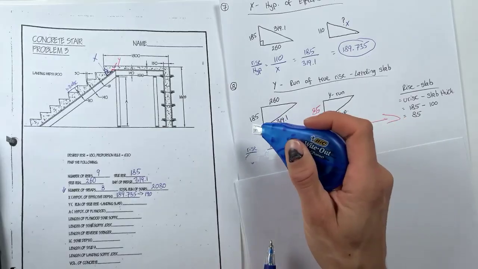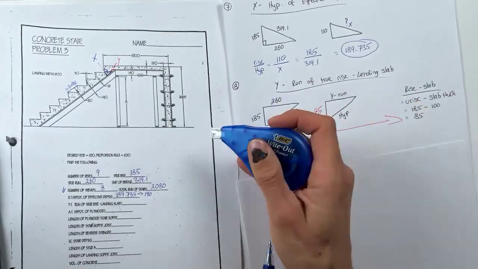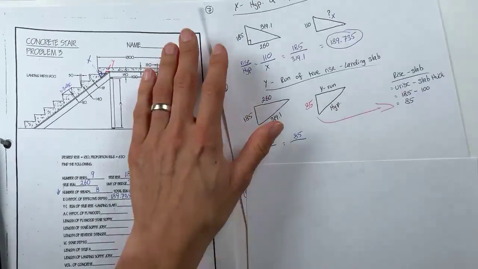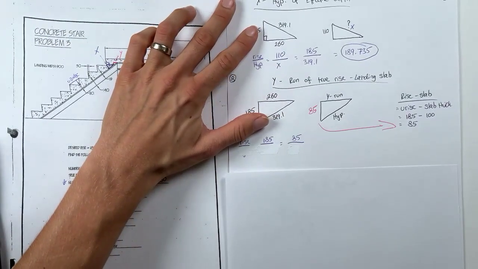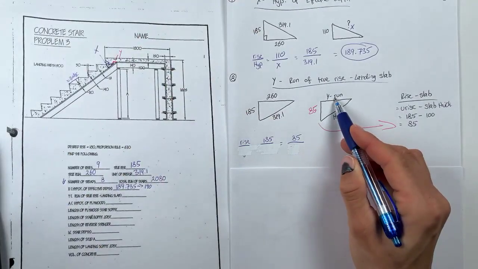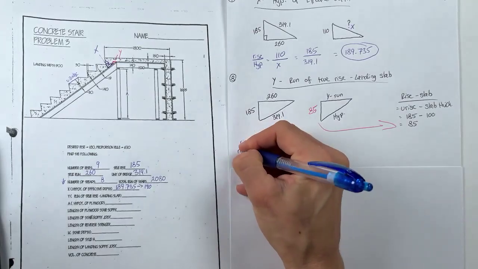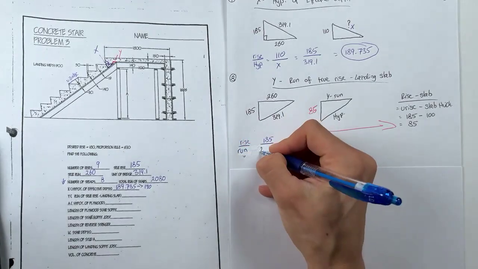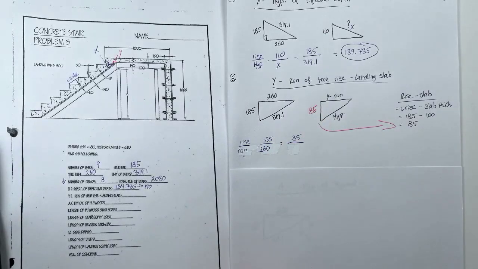Droop, droop, droop. And as always, I leave this as part of it because this is part of learning, part of doing things, part of doing math, part of double checking yourself. We don't want to find the hypotenuse. We want to find y, the run up here, right? So we want to go rise over run. So 185 over 260. That's what we want to do.